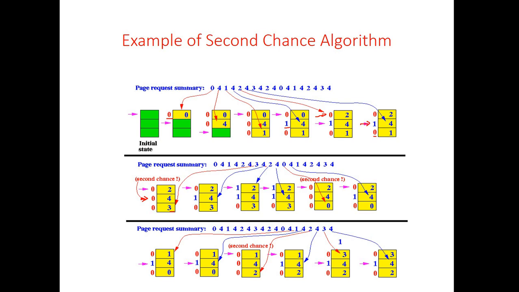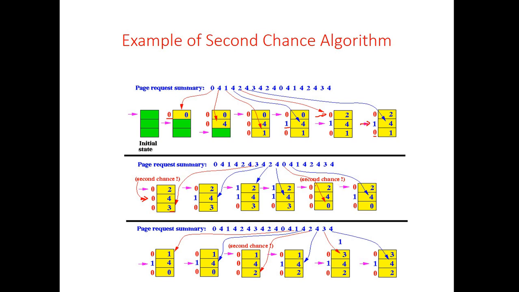After 3, again page number 4 is referenced. So when page 4 is referenced, the corresponding reference bit is turned from 0 to 1. Next, 2 is accessed, and the corresponding bit will become 0 to 1. 4 is accessed, so reference bit 1 remains 1. 0 is accessed, so 0 is not available in the physical memory and we need to identify the target frame for the page replacement.